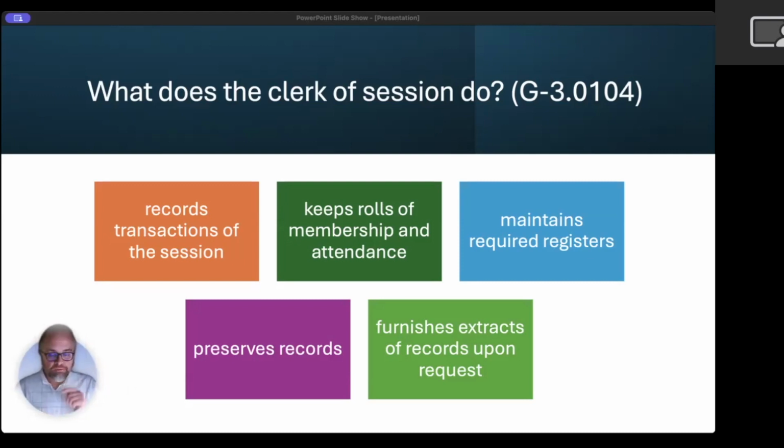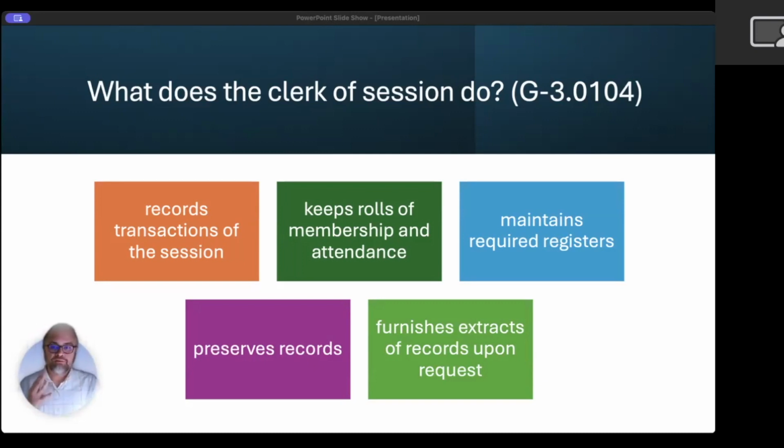There are other things that clerks end up doing, but these are the requirements. If you get it down to the bare bones, this is what we need from our clerks of session. First of all, to record the transactions of the session, to make sure we know what we are doing and what we have done when we want to look back on it. The clerk is responsible for keeping the rolls of membership and attendance, and closely related to that, to maintain the required registers. There are rolls and there are registers. Those are very closely related, and we'll talk a little bit about what they are.